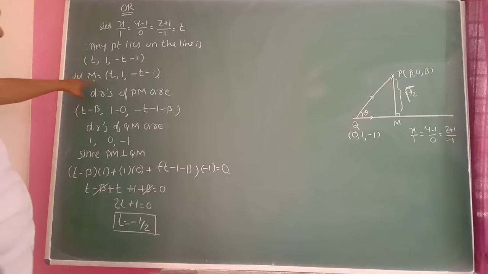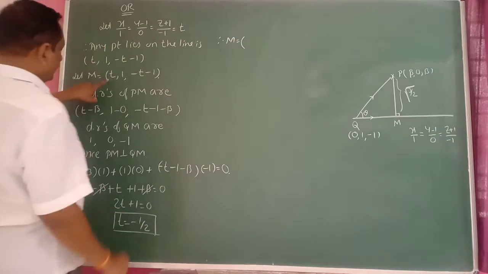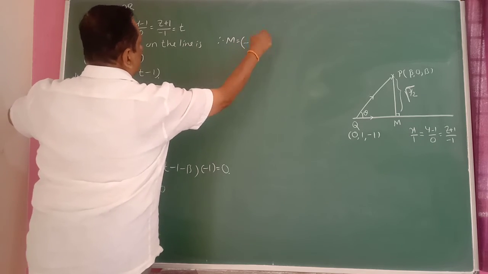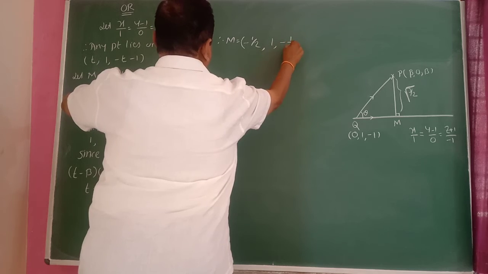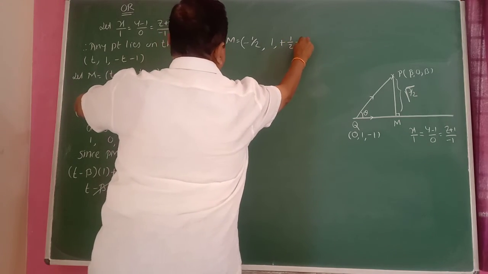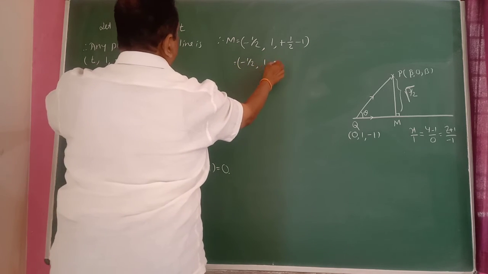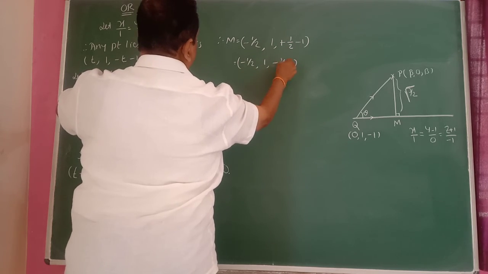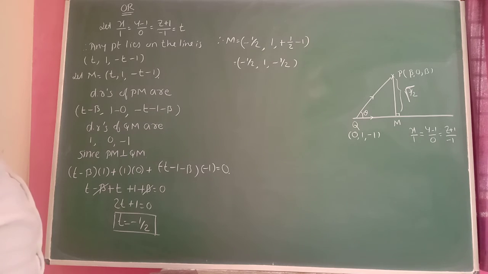Therefore, M is equal to, with t value minus 1 by 2: minus 1 by 2, then 1, then minus of minus 1 by 2 is plus 1 by 2, minus 1. Hence, 1 by 2 minus 1 is minus 1 by 2. So minus 1 by 2 is the coordinate of the point M here.